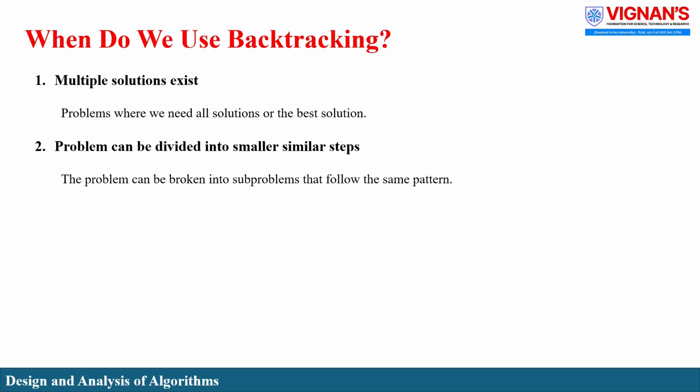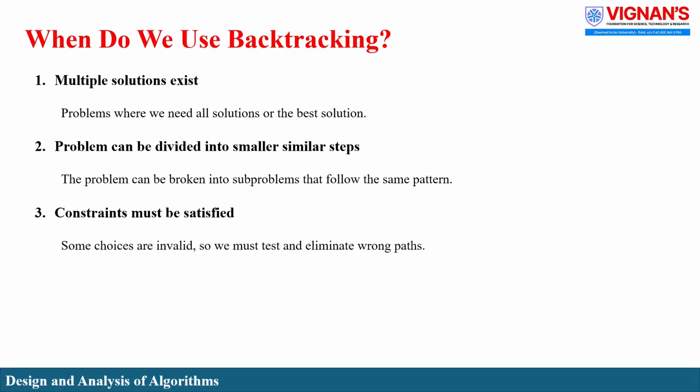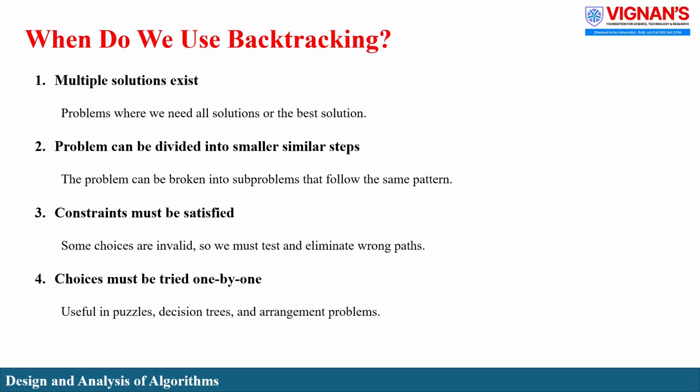It is also needed when constraints must be satisfied. Some choices break the rules of the problem, so backtracking tests each option, rejects the invalid ones, and moves back to try another path. Another common use is when choices must be tried one by one. This happens in puzzles, decision trees, and arrangement problems, where each possibility needs to be checked carefully before moving ahead.